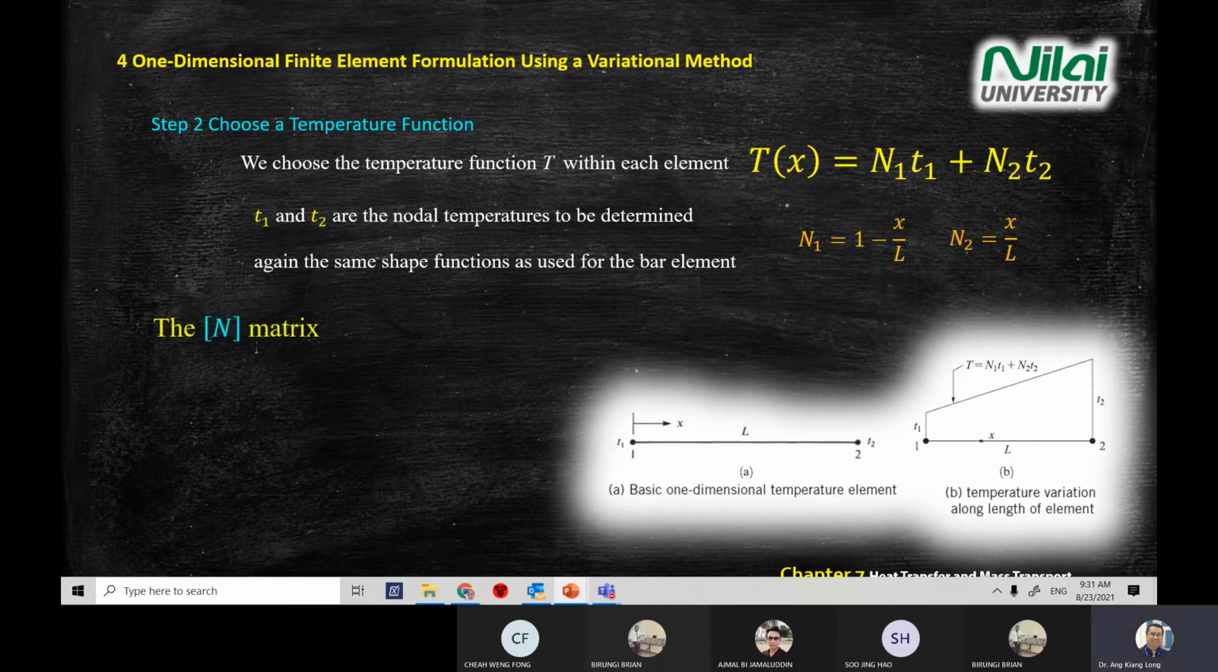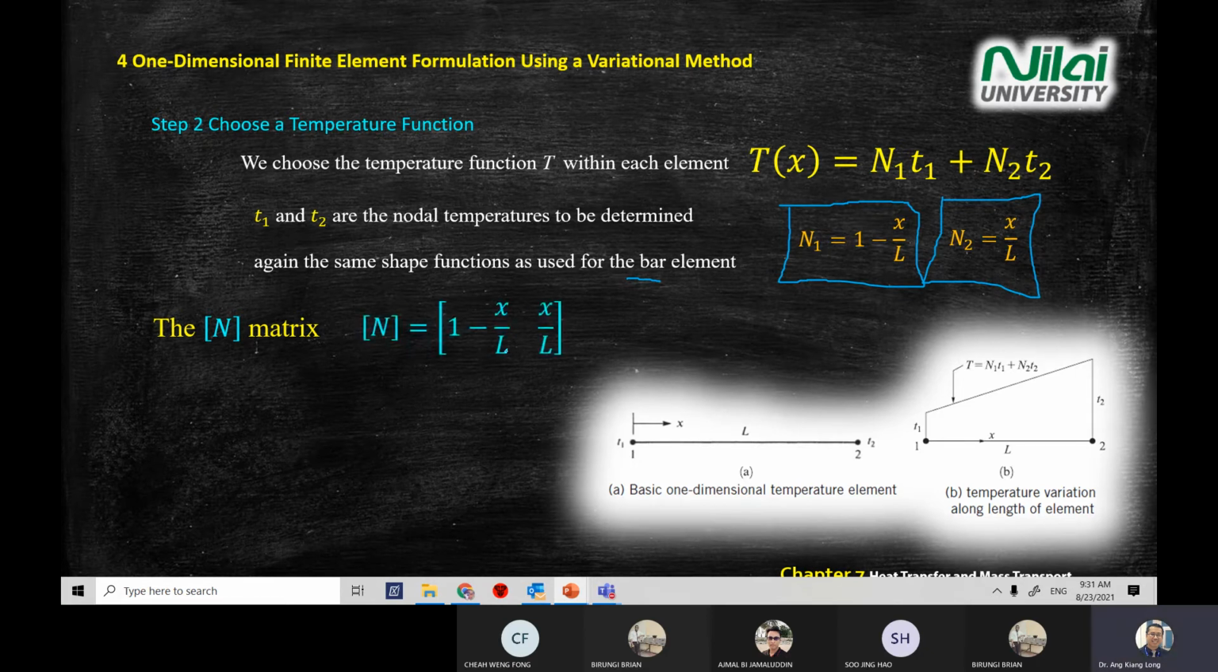So I already explained. You've seen this one before when we analyzed the bar element. In this case we also use a similar principle, but this time we look at temperature. In the previous chapter, when it came to the bar, you saw this as a displacement, but when it comes to heat transfer, we look at temperature. So from here, you have the N matrix.